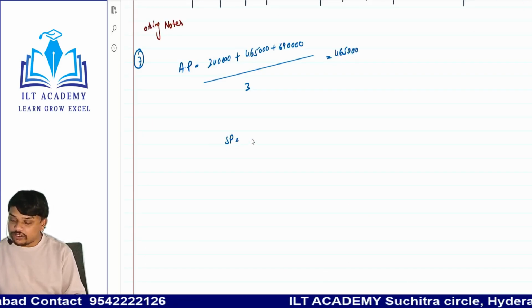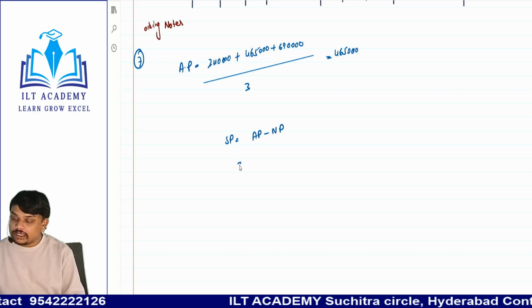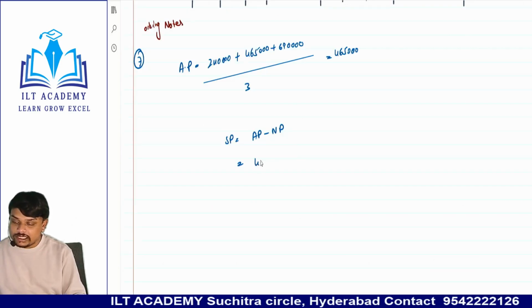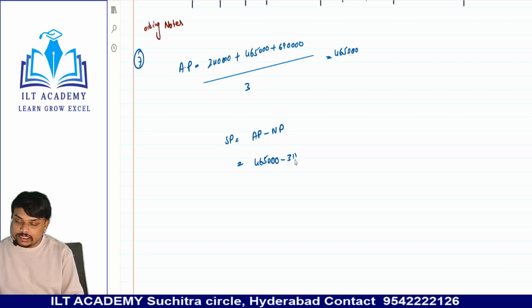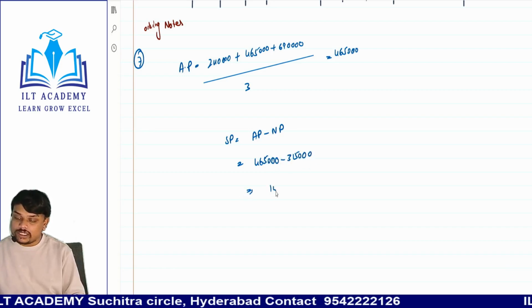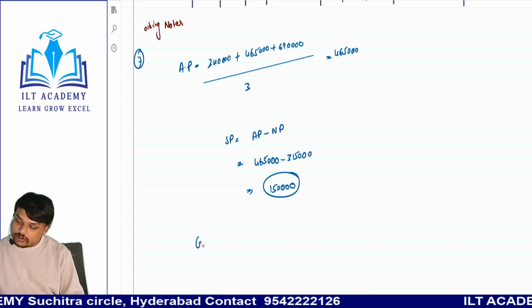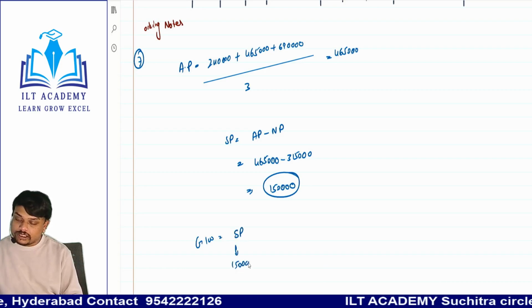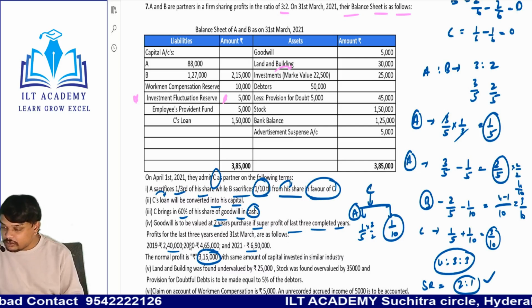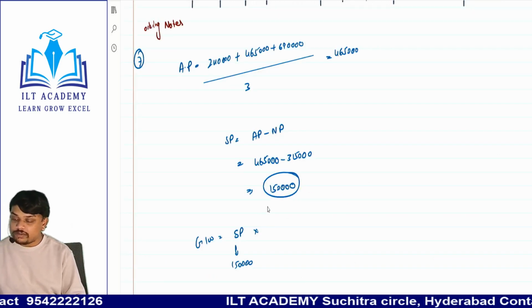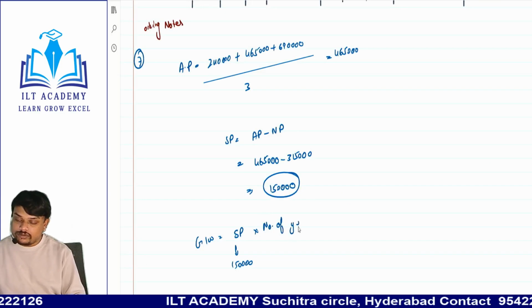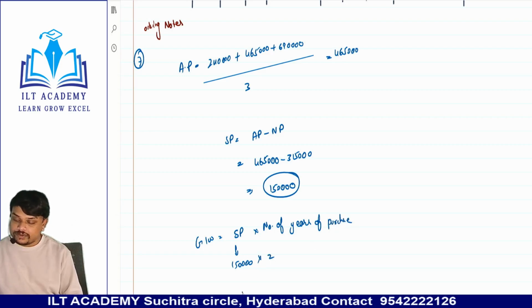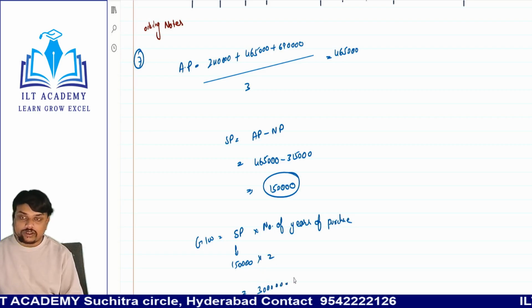For the calculation of super profit, what we need to do? Average profit minus normal profit. What is normal profit? Normal profit of the firm in the same industry is 3,15,000. So 4,65,000 minus 3,15,000, which is 1,50,000. Now for the purpose of goodwill, the super profit is 1,50,000 into number of years of purchase, 2 years. So this gives goodwill of 3 lakhs, which is the goodwill of the firm.